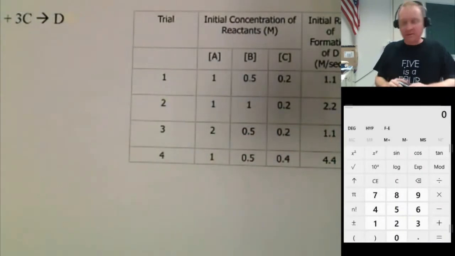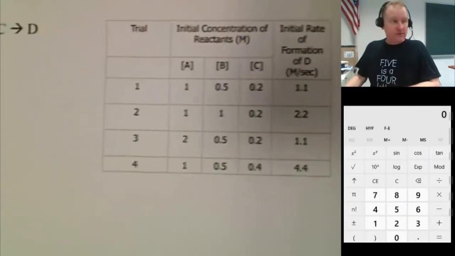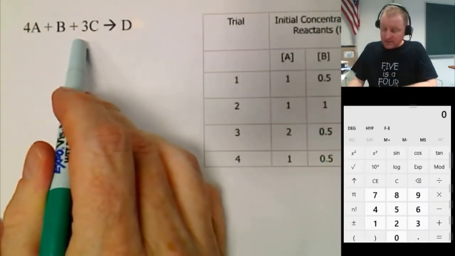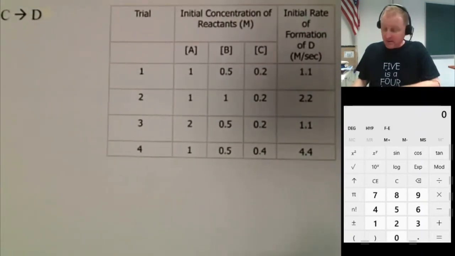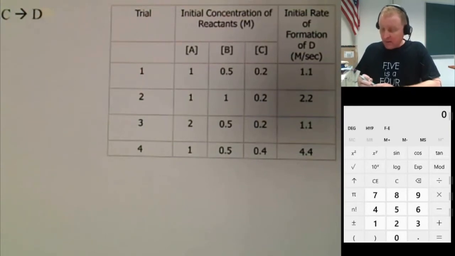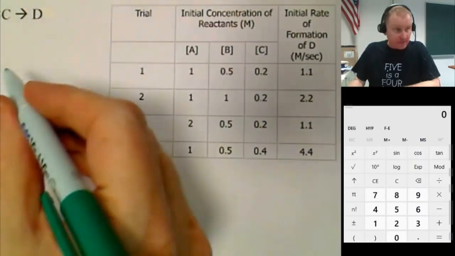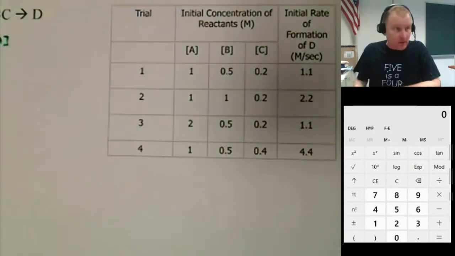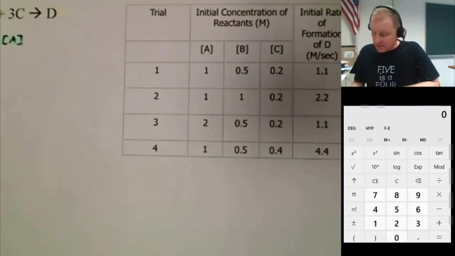So I'm going to do the first one here. The first one was 4A plus B plus 3C yields D. And this was our data that we got. We had 4 experiments here. And I'm going to try to figure out, to analyze A, which experiments would I use? So for A, which experiments should I use?